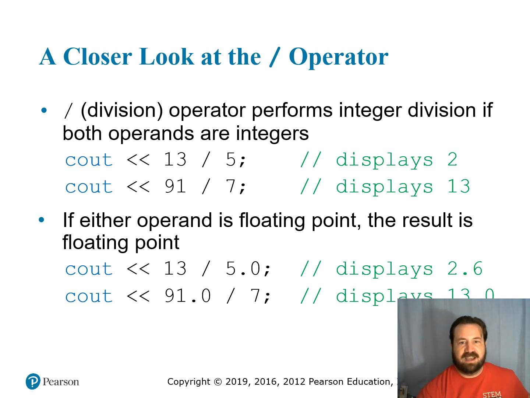13 divided by 5 is not going to be 2.3 or 2.6 or whatever it should be, because 13 is an int type and 5 is an int type. And C++ assumes that if you provide two ints, you want to get an int out, so you'll get 2. 91 divided by 7, same thing, you'll get 13. Now that actually is an even division, so that's maybe what you want.